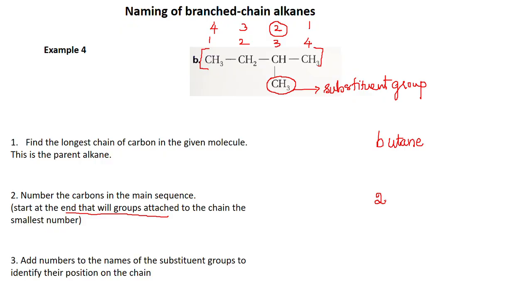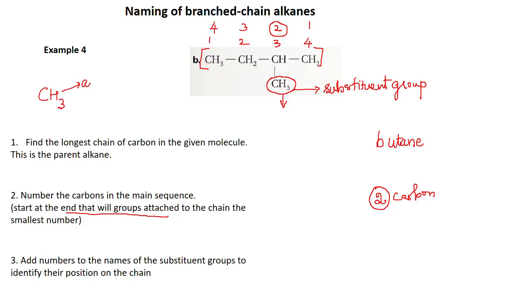Now the third step is to add numbers to the names of the substituent groups to identify their position on the chain. The substituent is attached to the second carbon. What is the name of the substituent? The substituent is CH3. How do you name a substituent? A substituent in this case is an alkyl group. An alkyl group contains one hydrogen less than the alkane with the same number of carbon atoms. So what is the name of the alkane that contains just one carbon atom? What should be the parent alkane for CH3?